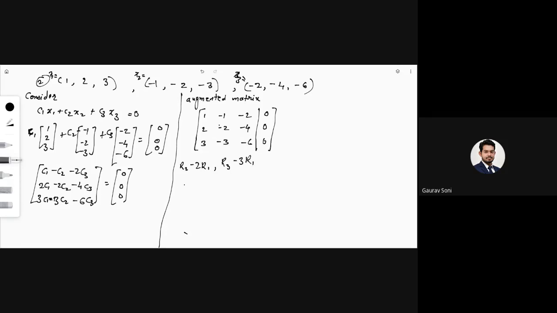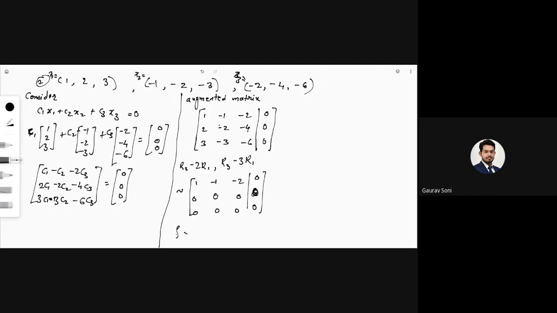So what do we get? 1, minus 1, minus 2. So 2 minus 2 is 0, minus 2 minus 2 into plus 2, this will become 0. Minus 4 plus 4 is 0. The third one will also be 0, I guess. So you have 0, 0, 0. So we have the echelon form.